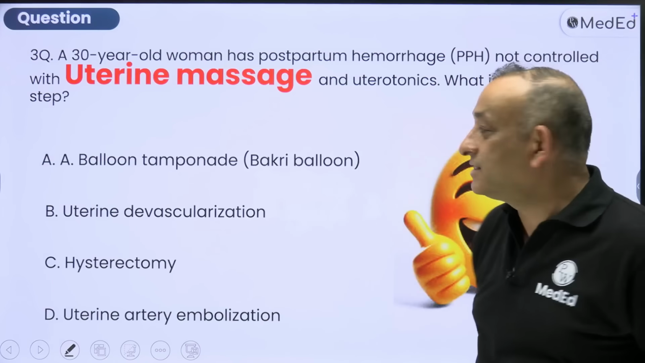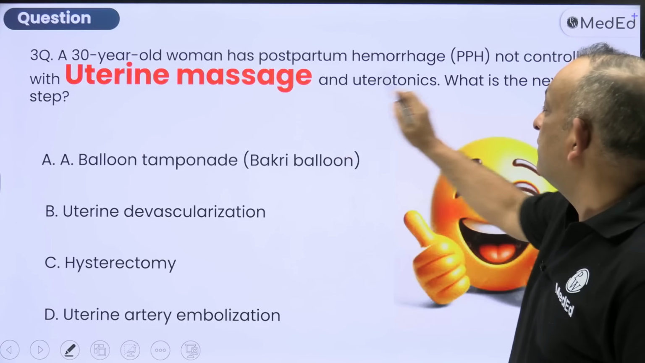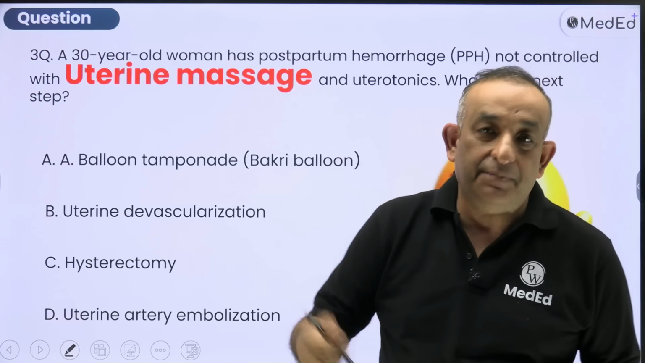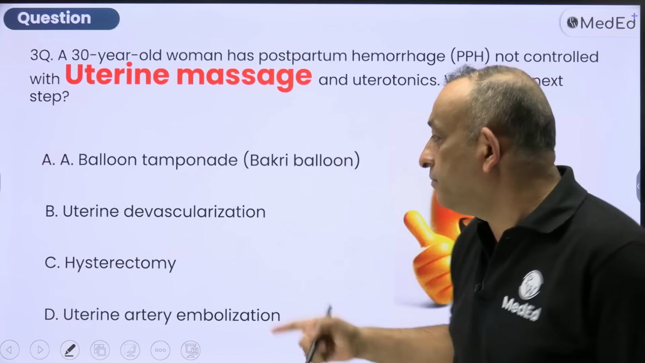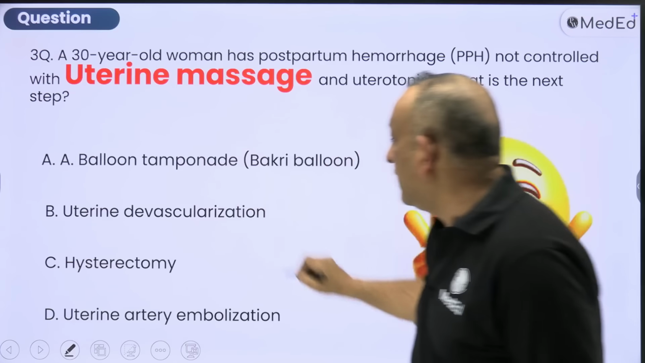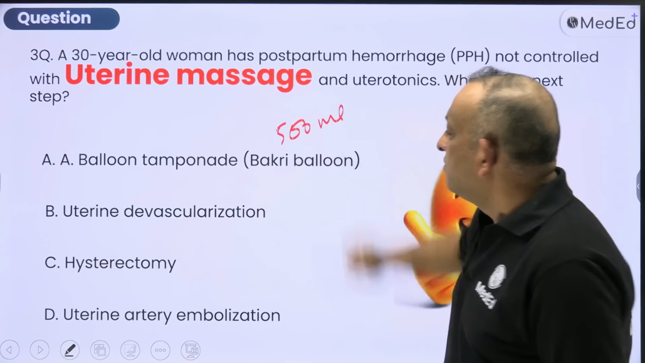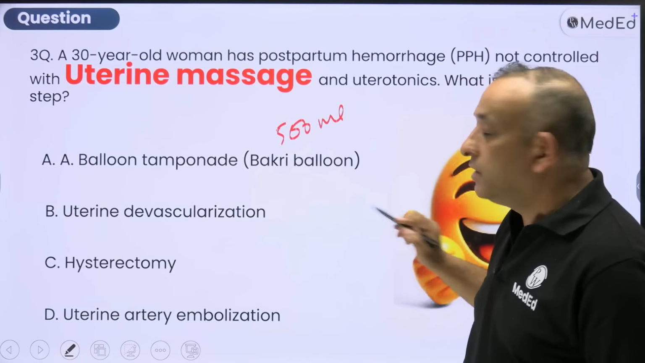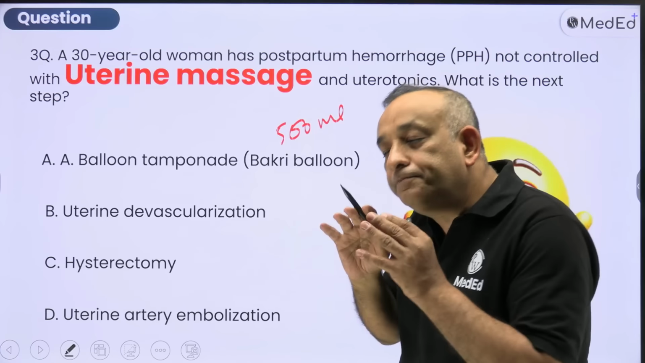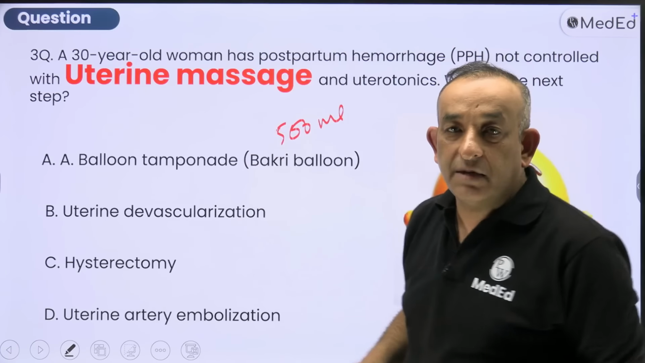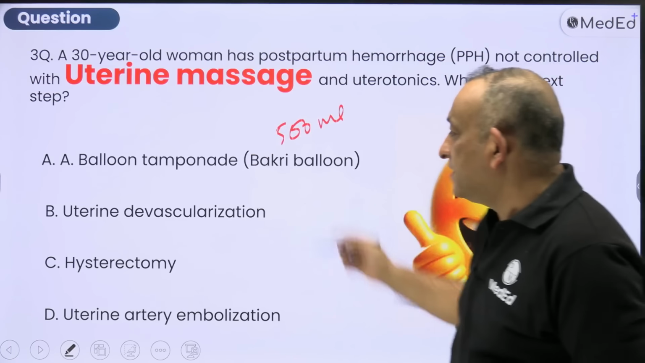So I'll tell you the answer. Remember, 30-year-old woman having PPH, uterine massage has not worked, then you go for the next step. And that first surgical step of management is the balloon tamponade or the Bakri balloon. 500 ml of saline is infused into the balloon, and the balloon will give a compression to the uterine muscle and that will stop the bleeding. That is a Bakri balloon.